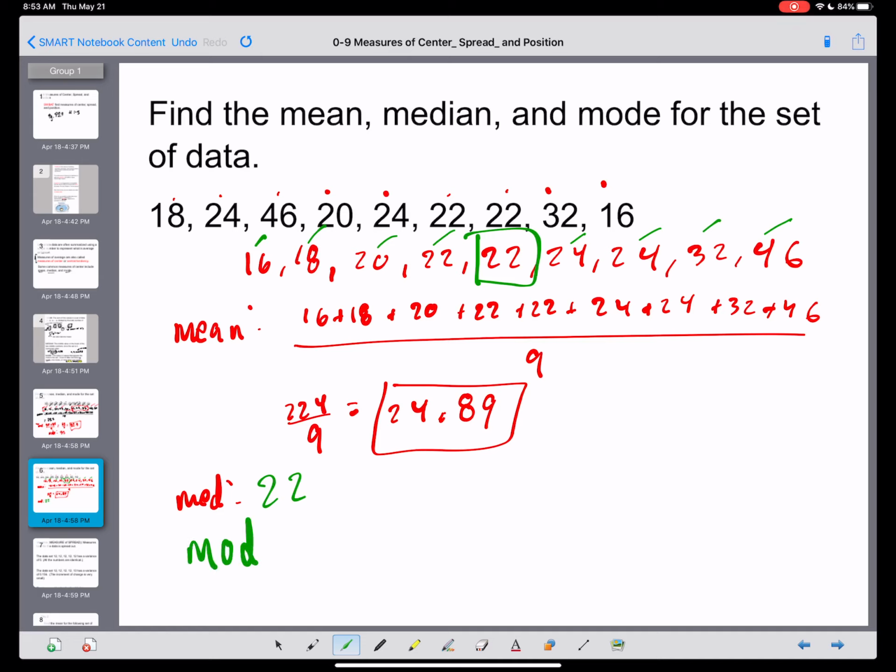My mode, what number happens the most? 22 and 24 would be my modes because those happen the most. Cool. Moving on. All right.